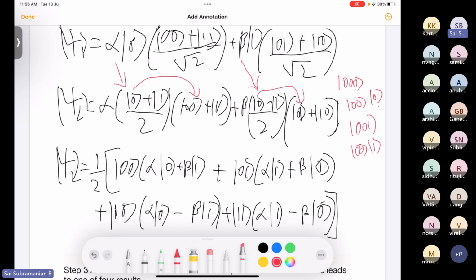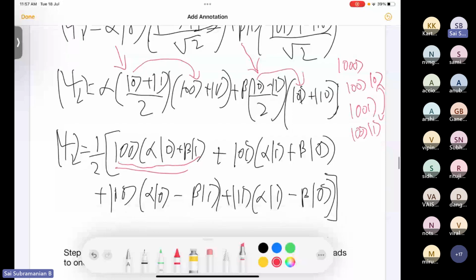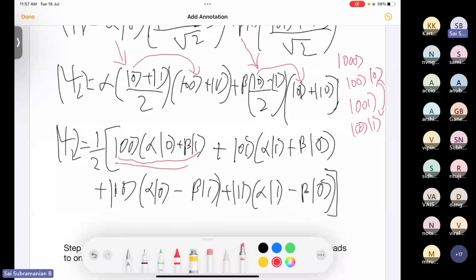So then I'm bringing these two states into the same bracket and I'm writing, and I got this 00 times alpha 0 plus beta times 1. I am doing the exact same thing with all of these states. There's totally 2 into 2, 4, and 2 into 2, 4, 8 states. So those 8 states is what we are splitting into 4 different brackets of 2 each. So 4 into 2, 8 states. So if we do that algebra, we get this.